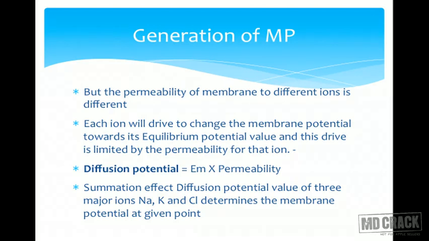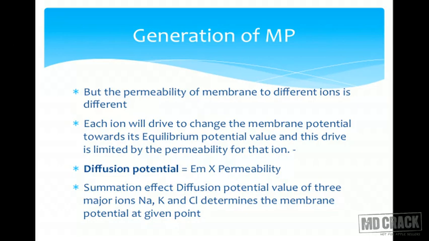But actually this is not the situation in the body. What is the situation in the body? In the resting stage, the membrane is permeable to some ions, not permeable to some ions, and more permeable to potassium ion. So, as I have told you, if I give a chance to the sodium ion by increasing permeability, it will try to take the membrane potential to its equilibrium potential level, that is plus 61 millivolt.